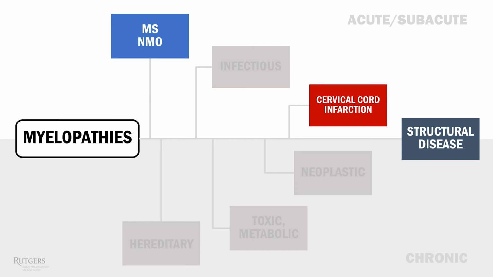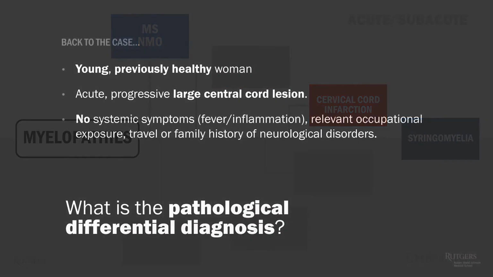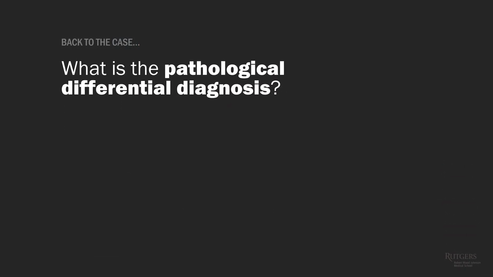Finally, structural causes. Again, since we are concerned about a central cord process, the only structural etiology on our list is a syrinx. Other structural etiologies are typically compressive and will cause symptoms of extramedullary, not intramedullary lesion. Besides, structural pathology would have to be even less likely since there's no history of trauma and syringomyelia typically does not present in such a rapid fashion. So we are down to the 3 likely pathological differentials.